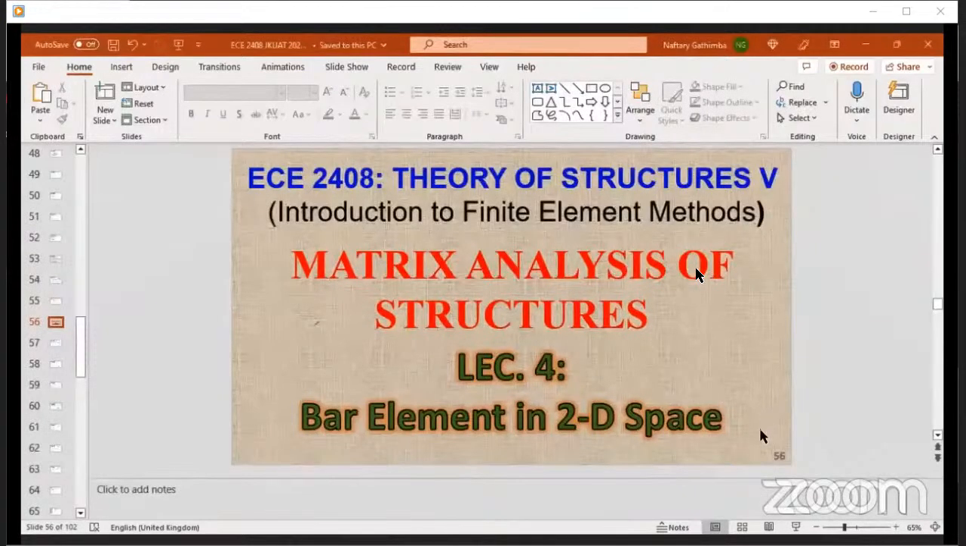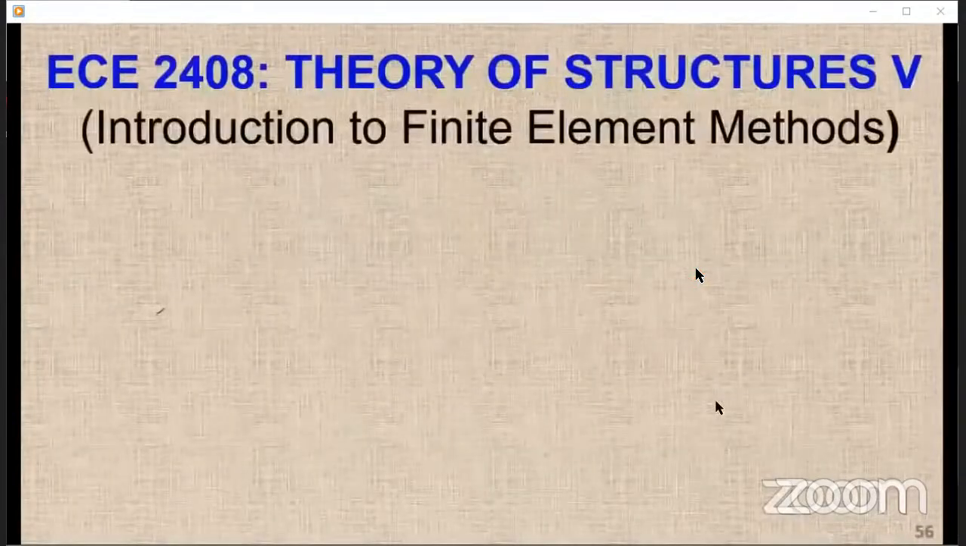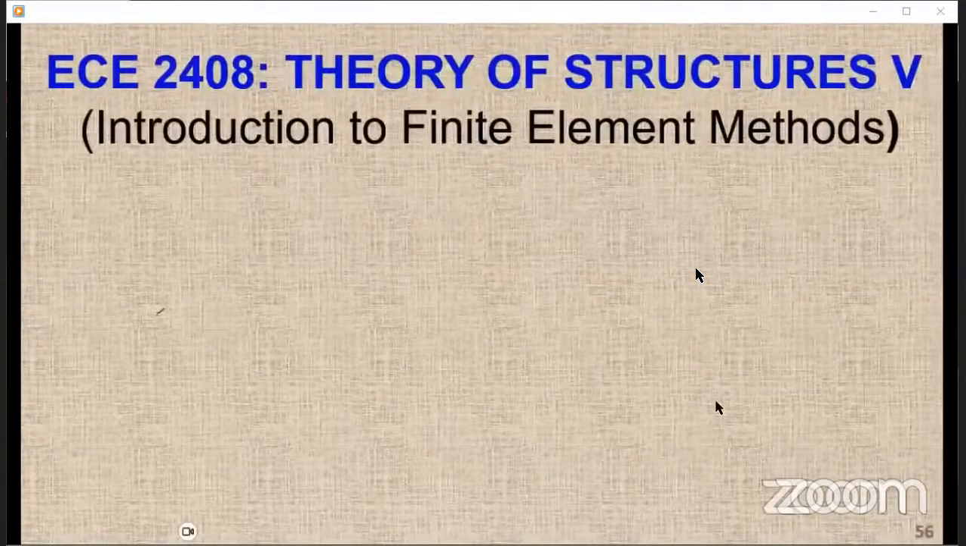Let me just project this. Let me make this full screen, but at least you can see it quite clearly the way I'm seeing it on this slide.